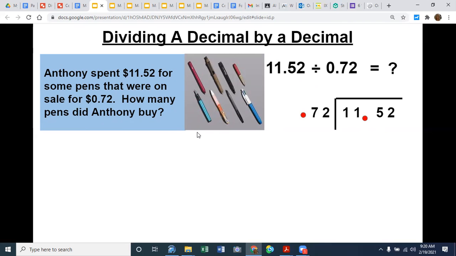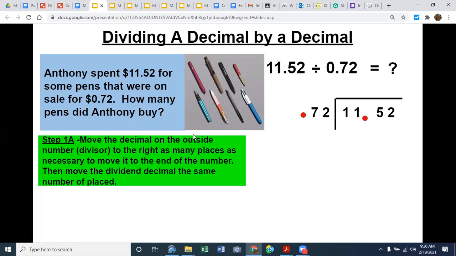Okay, hopefully you paused and tried the problem, the division problem. So now let's solve it. So we have a decimal. Our first step is to move the decimal on the outside number, the divisor, to the right as many places as necessary to move it to the end of the number.